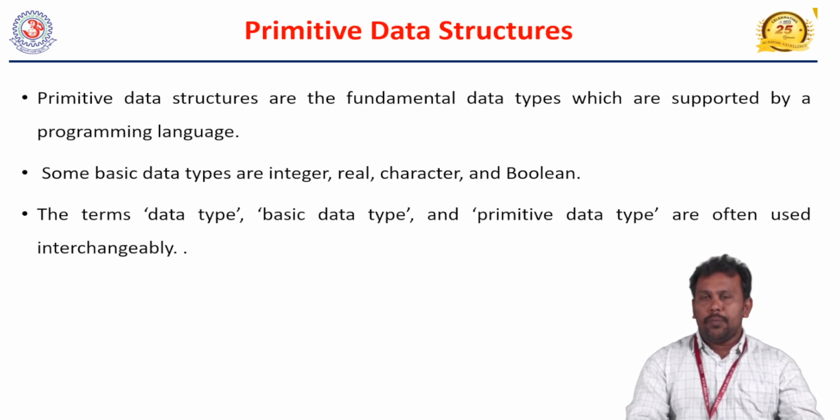If you write any program in a programming language, we need some data types. The data types are integer, character, float, and boolean. The character data type requires only 1 byte of memory. The integer data type requires 2 bytes of memory. The float requires 4 bytes of memory, and the double requires 8 bytes of memory.